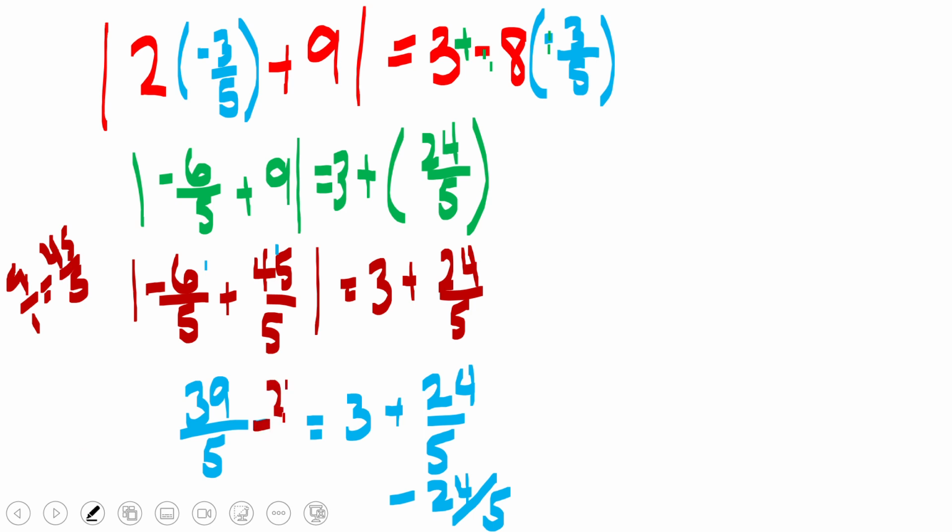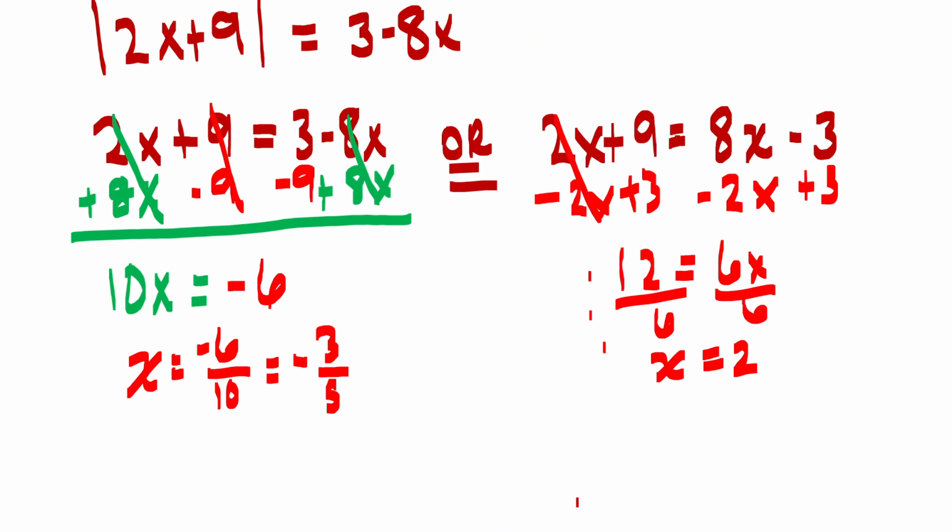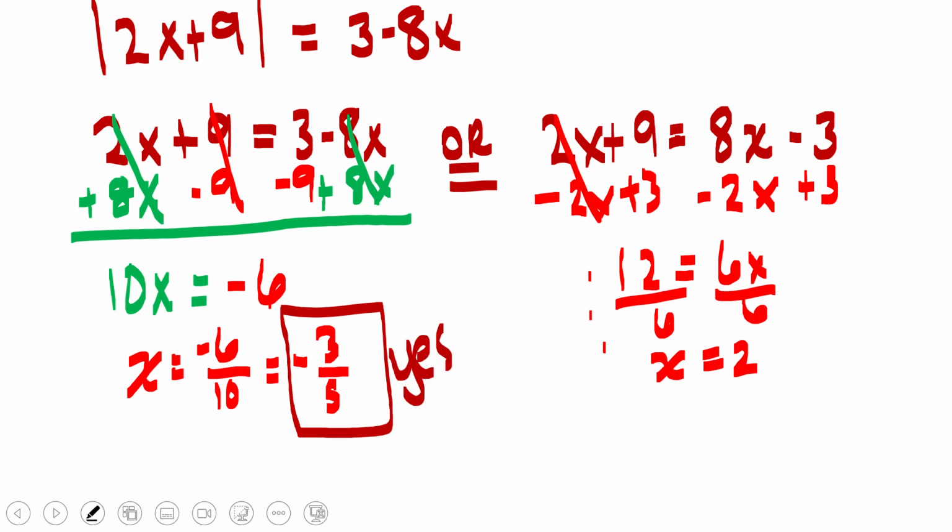You can see it here from both sides now. We still have like denominators we're working with, and we're going to get 15/5 equals, this goes away, 3. And 15 divided by 5 is 3. Alright, so what that means after running the check is that -3/5 is a solution.